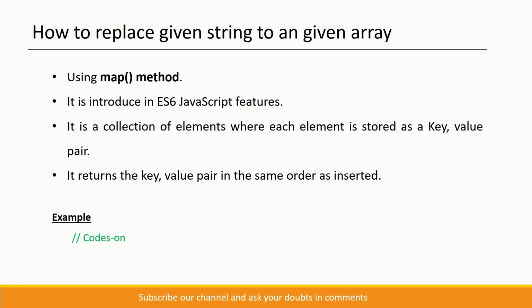The map method is a collection of elements where each element is stored as a key and value pair. The map method returns the key value pairs in the same order as we inserted them before. Like that, we are going to replace our given string with the help of the map method's iterations. So let's see this at code level.